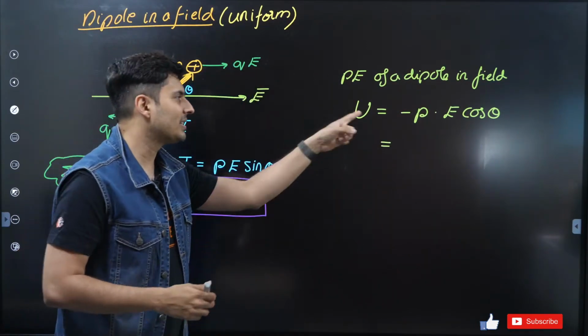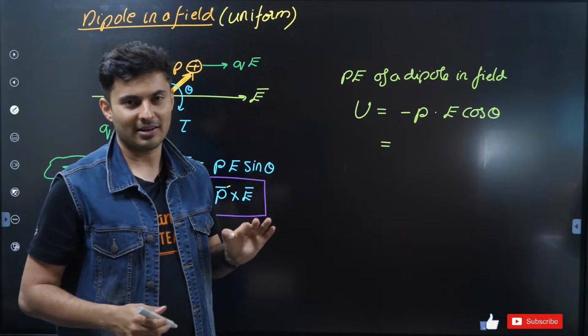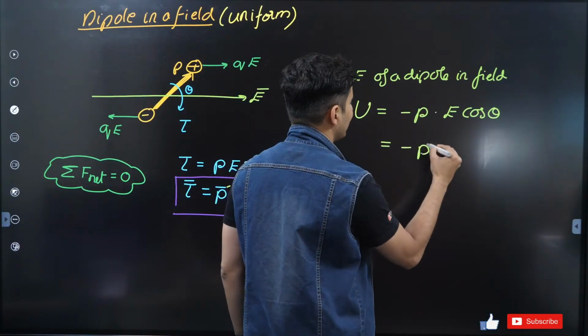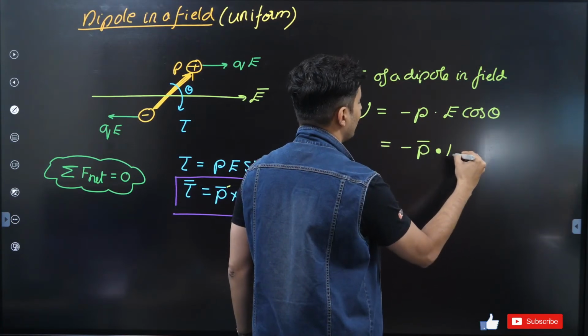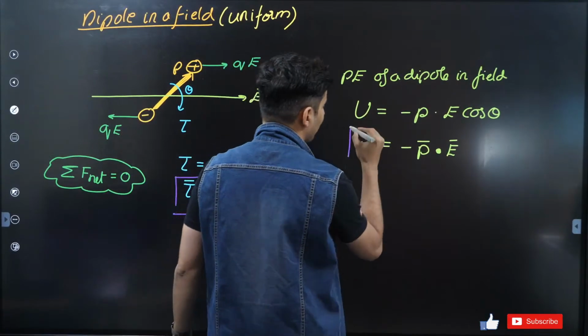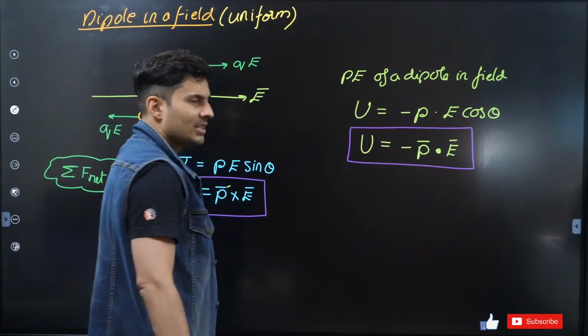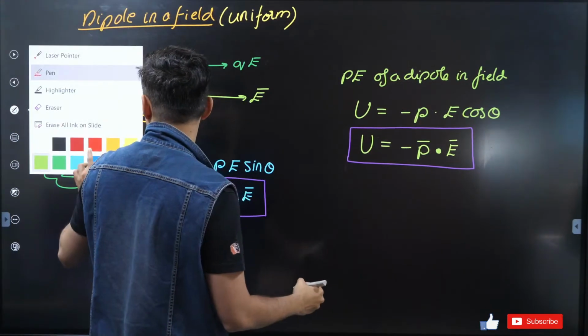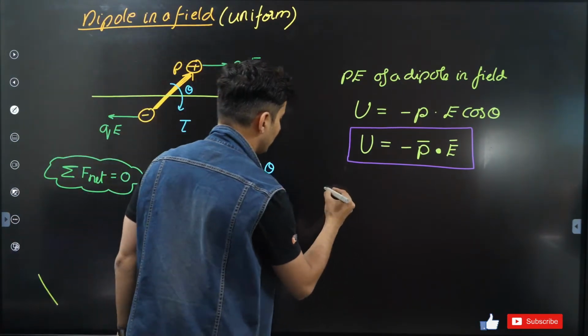Just keep this in mind, this negative sign is always going to be there in case of potential energy. So you can always write it as minus P vector dot E vector also. It's one and the same thing. Very, very crucial. Just to give you certain cases for this, imagine, let me just draw it.